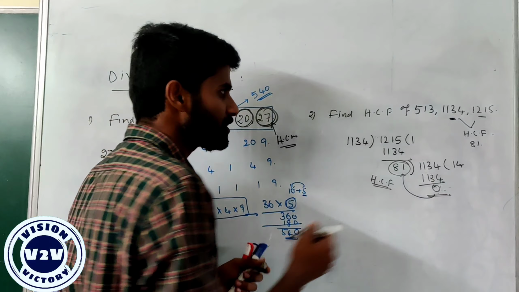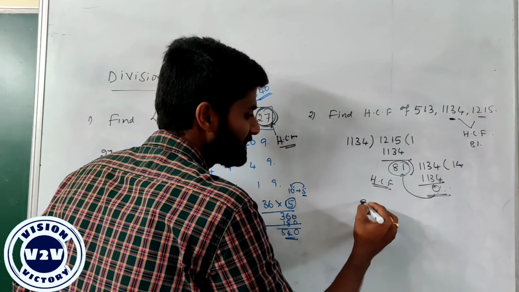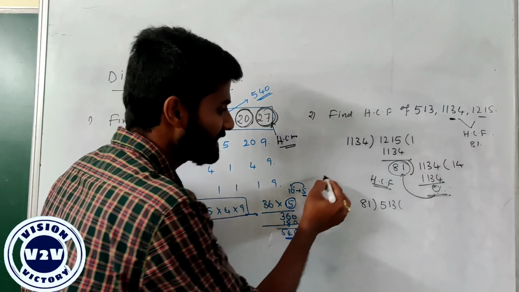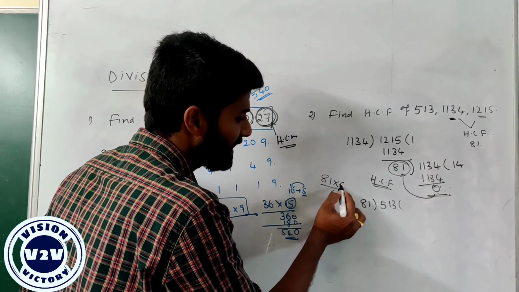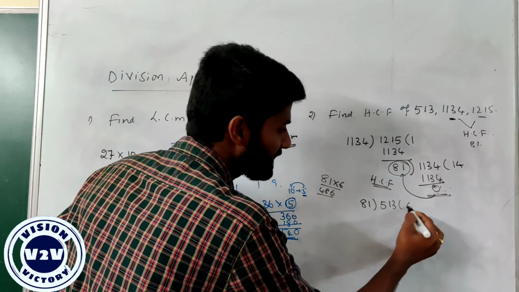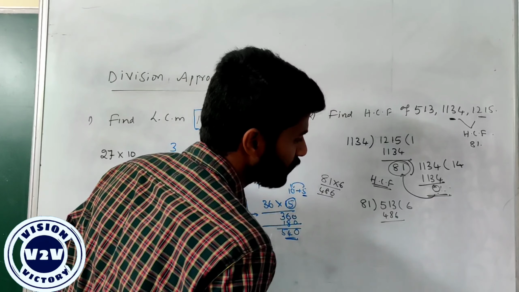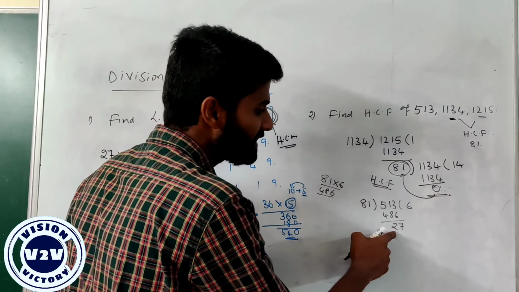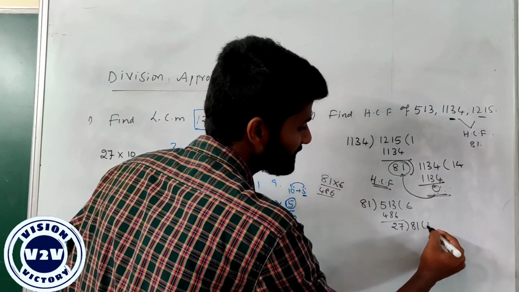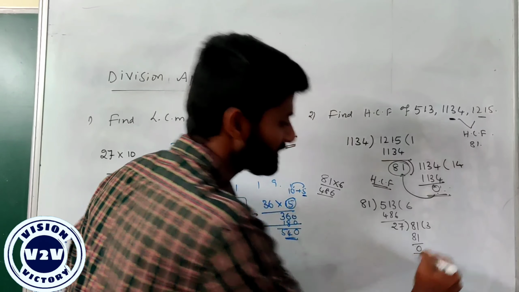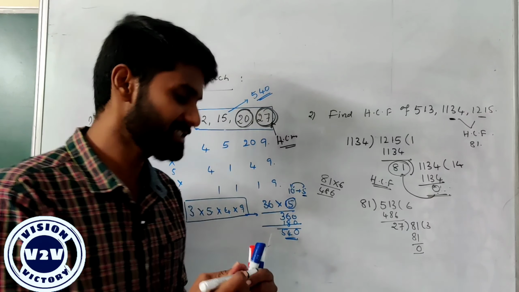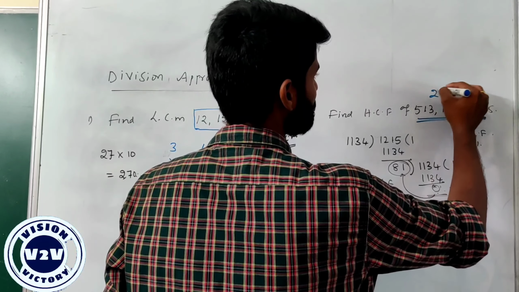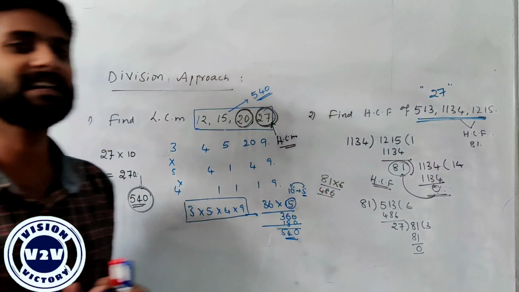Then the same approach you can apply for 81 and 513. 81 sixes are 486. If you go with the resultant, the value becomes 27. Now it is the divisor and the dividend. So 27 threes are 81. We get the resultant 0. It means the HCF of all these numbers is equal to 27. So this is the division approach.